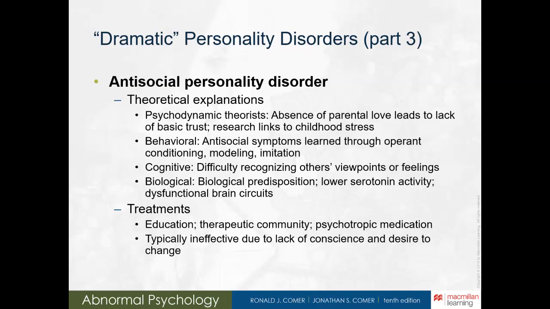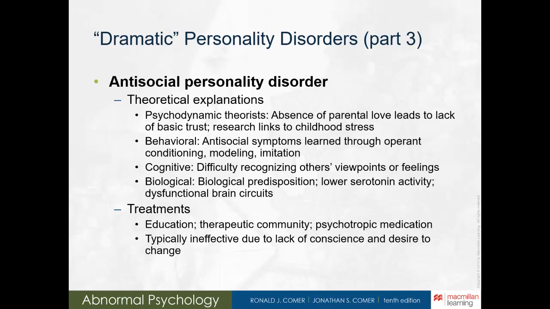Although enthusiasm for this circuit-centered explanation is growing, research regarding its specifics and merits is limited to the date of this video. We need to understand that in order to look at other theoretical explanations and treatment. So, psychodynamic theorists believe that there was an absence of parental love during their first 18 months of life, during Erikson's first stage of psychosocial development, and that they did not have their basic needs met. So, there is a lack of basic trust. And antisocial personality disorder research tends to link childhood stress to their behaviors as a teen and adult.